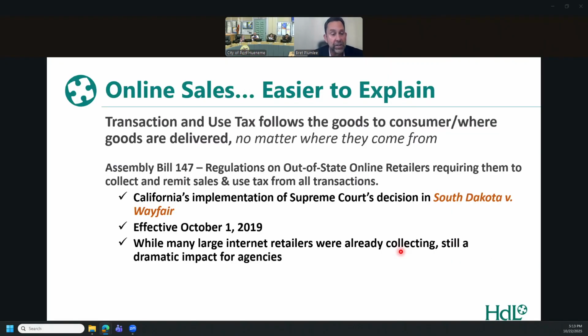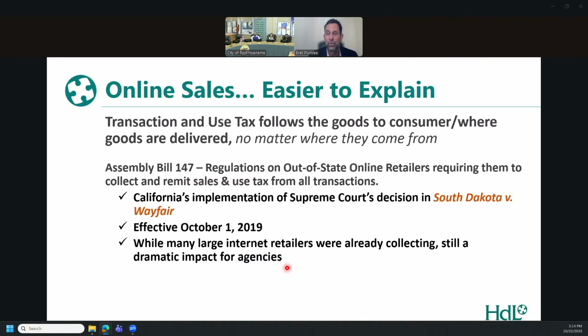Online sales are a little bit easier to explain and follow. The transaction and use tax follows the goods to where the goods are delivered, and it doesn't matter where the goods come from. A big assembly bill implemented back in 2019, AB 147, at that point in time, required out-of-state retailers to begin to collect and remit those online sales into the pools. And that was the Wayfair decision that went into effect back in October of 2019.